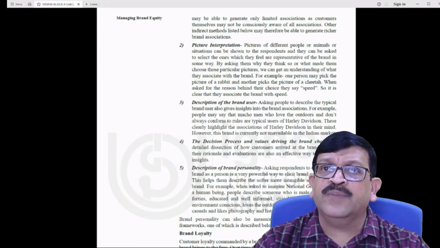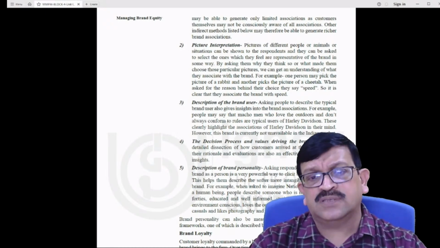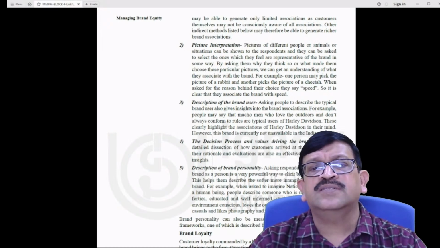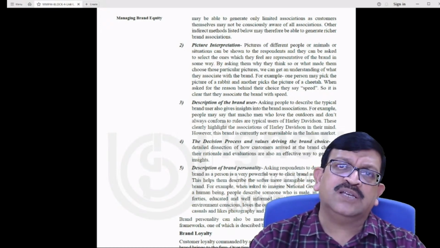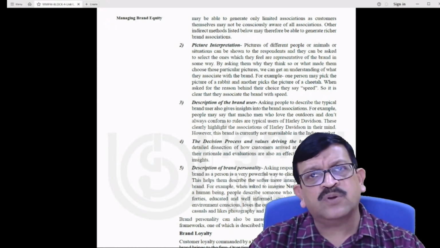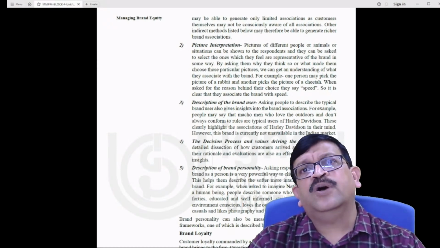The user, many times you ask, who is the user of this? The example given here is that of Harley Davidson. I would also talk about Bajaj and Hero, which have talked about passion, or Amul.